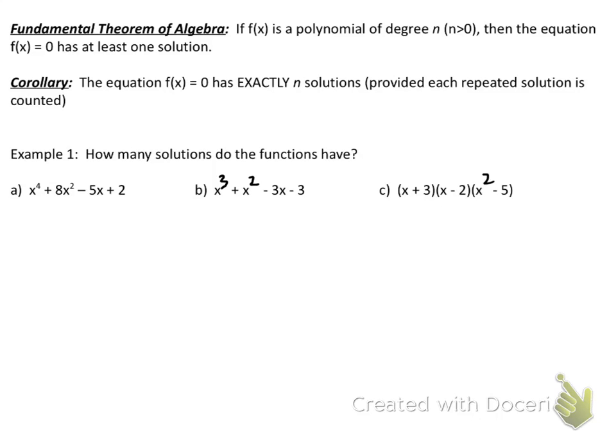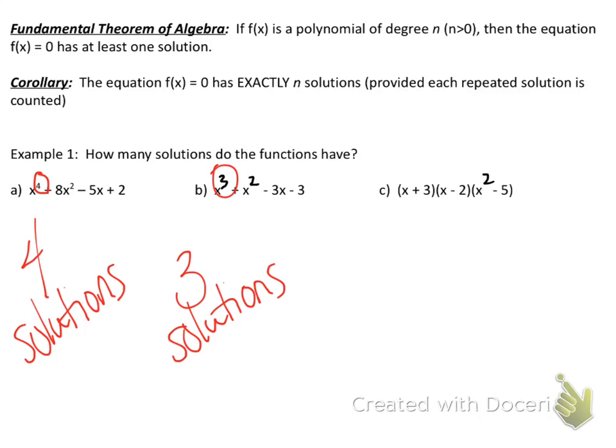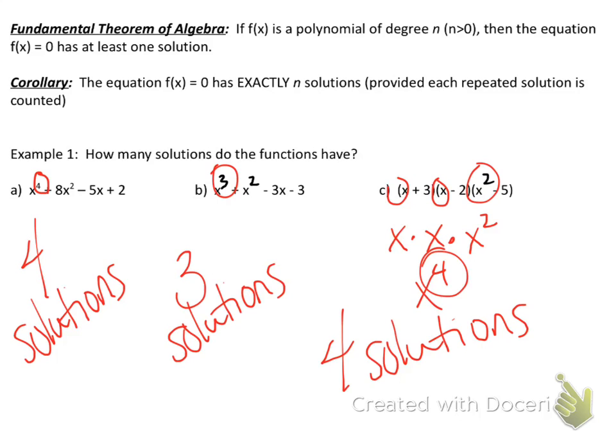In this first example, if I have an x to the 4th, it's a degree of 4, there's going to be 4 solutions. And the second one, the highest exponent is 3, therefore there's going to be 3 solutions. The third one, it appears as though the highest exponent is x squared, but if I were to multiply all these binomials together, I'm just looking at what I would get for my highest exponent, I would get an x to the 4th, which means it has 4 solutions.